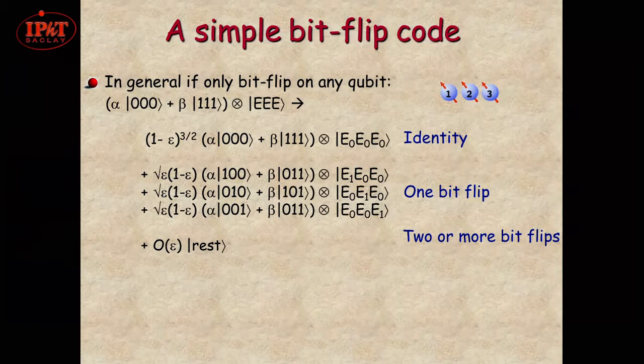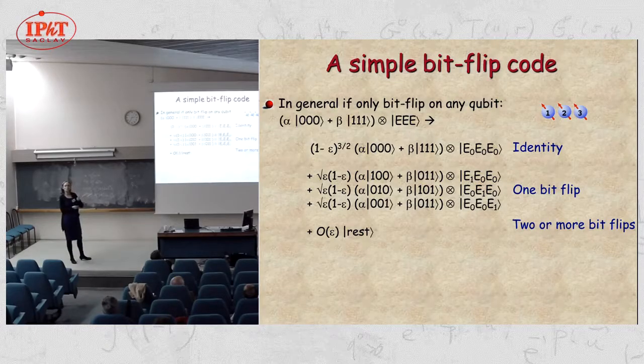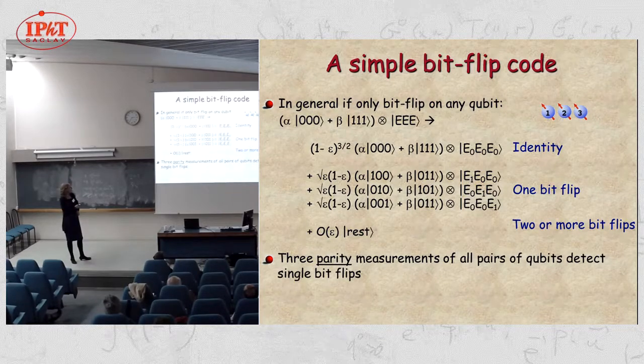So here, if you have this simple bit flip code, just like in the classical case where I told you to encode 1 bit into 3, here we can do this with qubits and encode 1 into 3. And then one bit flip gives rise to all these possibilities here. With some probability, nothing will happen. And here are the probabilities that a bit flip will happen. And then there's 2 bit flips and more. And you can do these parity measurements.